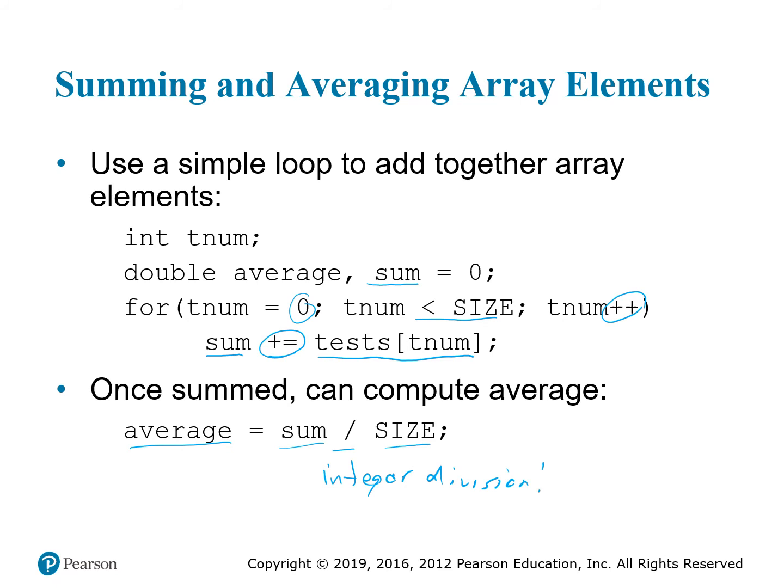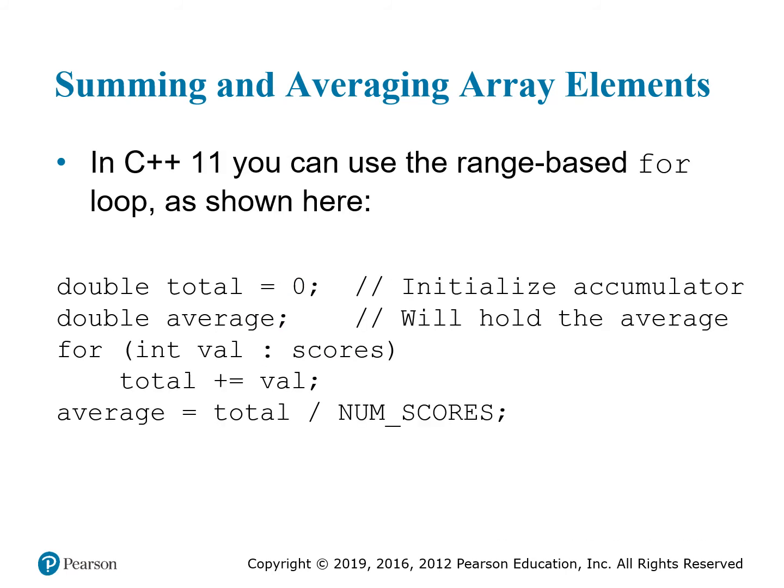Well, it's not because you did a double sum, but if previously our tests had been an array of integers, you'd get an int divided by an int, so you do integer division. In C++11, you can make this a whole lot simpler with the range-based for loop. So for int val colon scores, total plus equals val. And then again, average equals total over num scores.